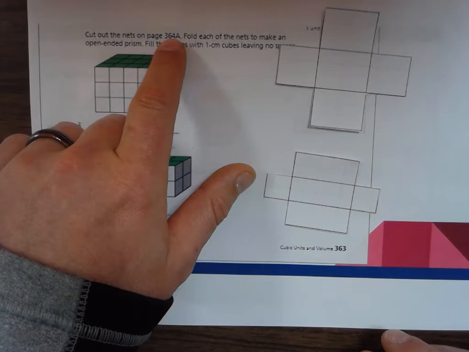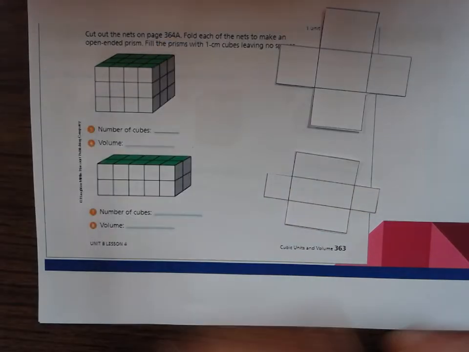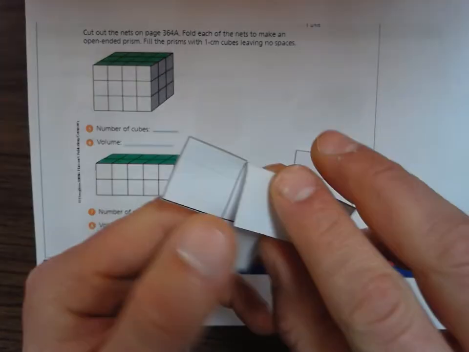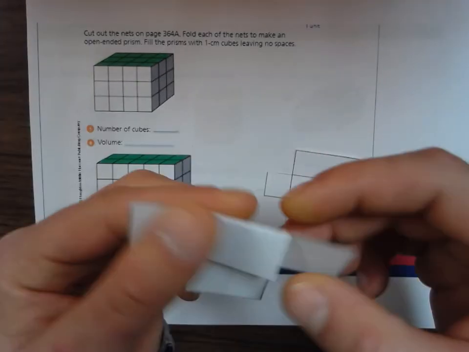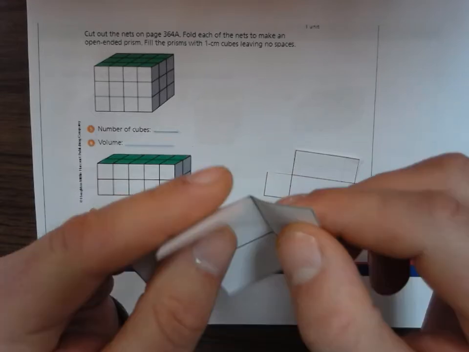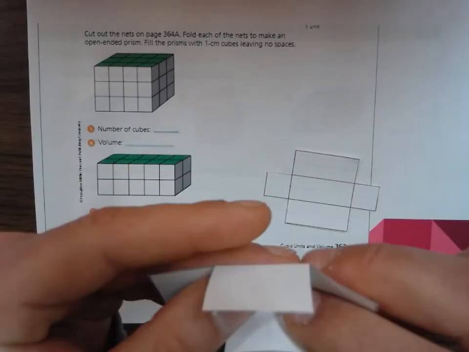All they want us to do is take and fold this up. We're going to make open-ended, which means obviously it will not have a top to it, so we can kind of look down into it. If you wanted to make it so you could glue it together, then you have to add a little extra paper onto each side for little tabs to glue on or tape.